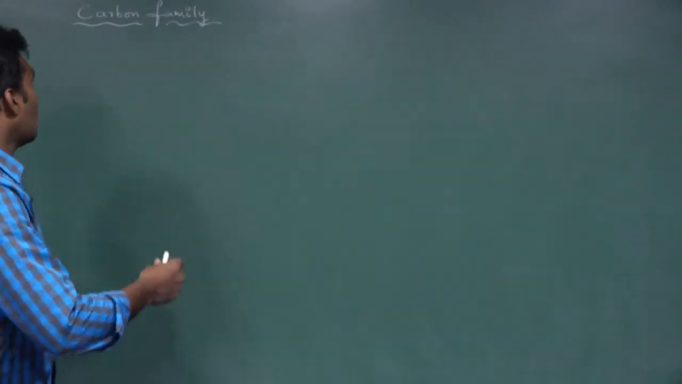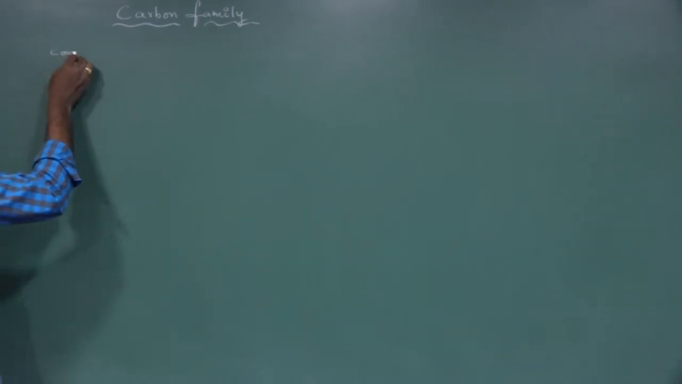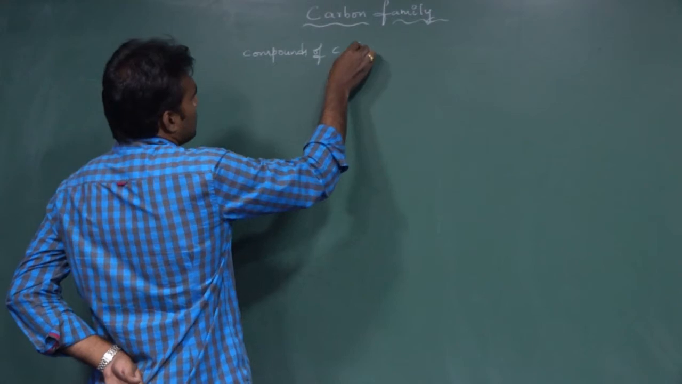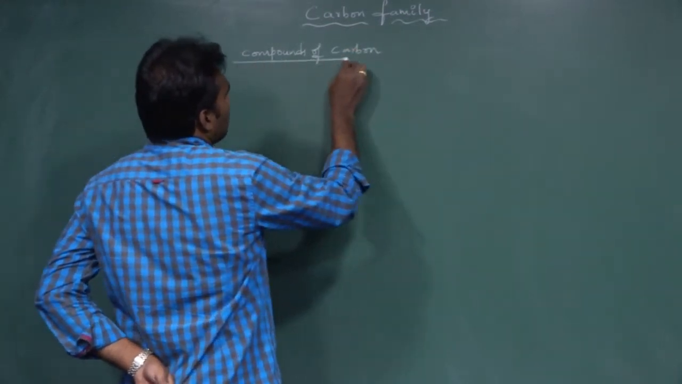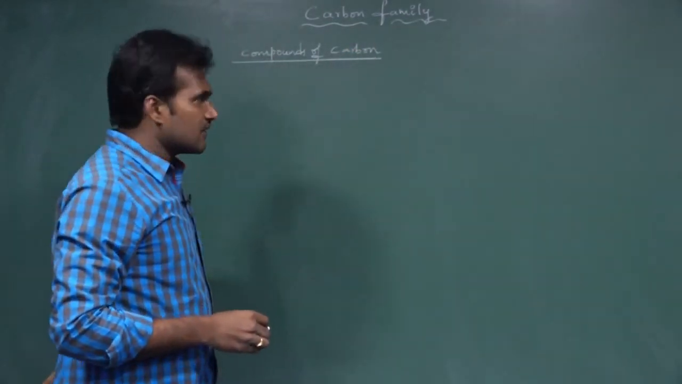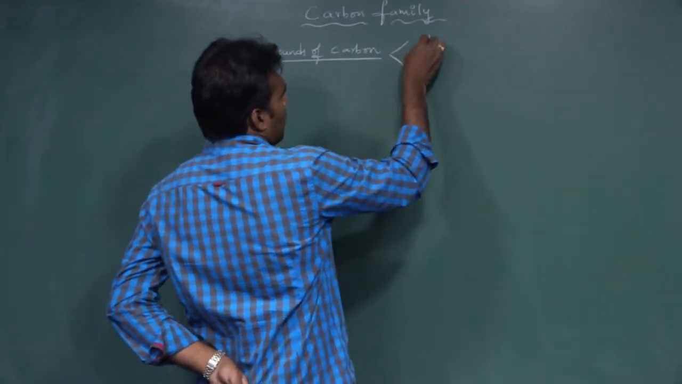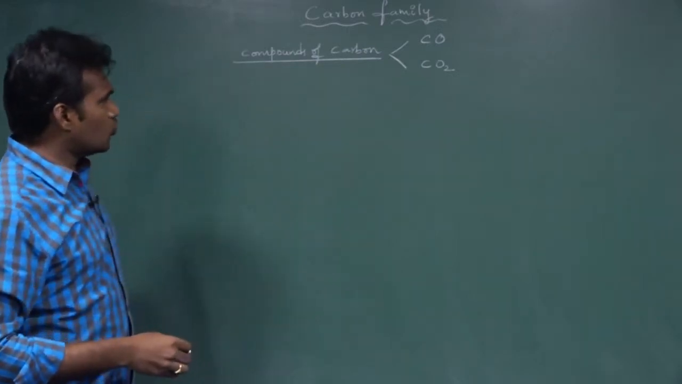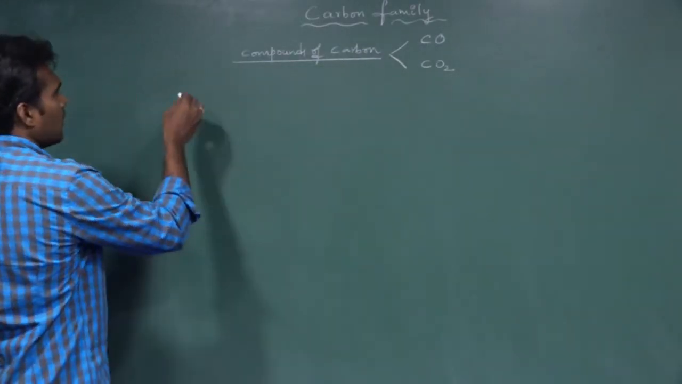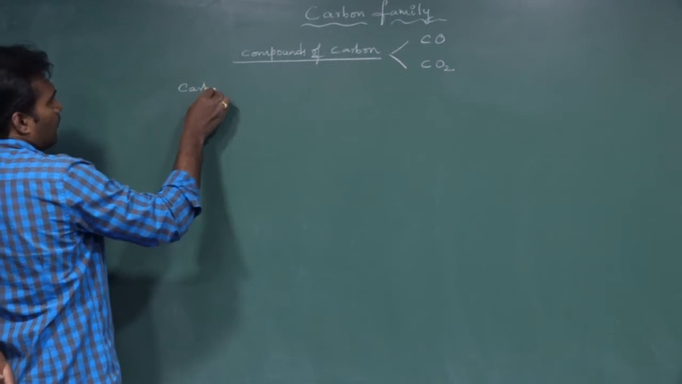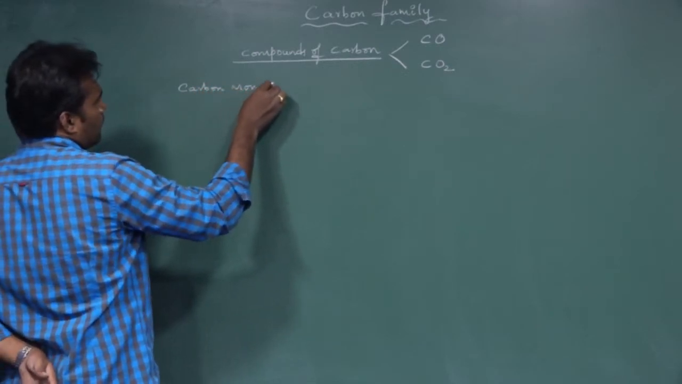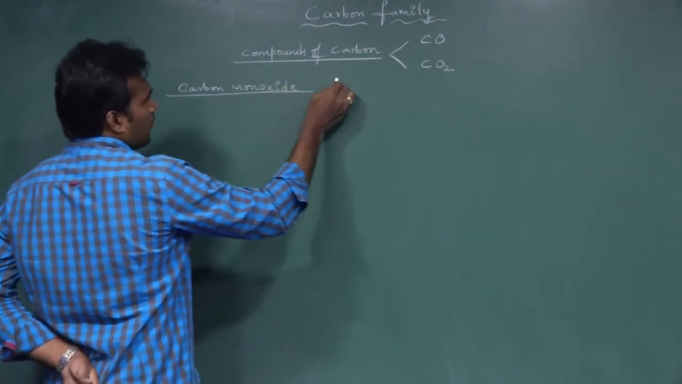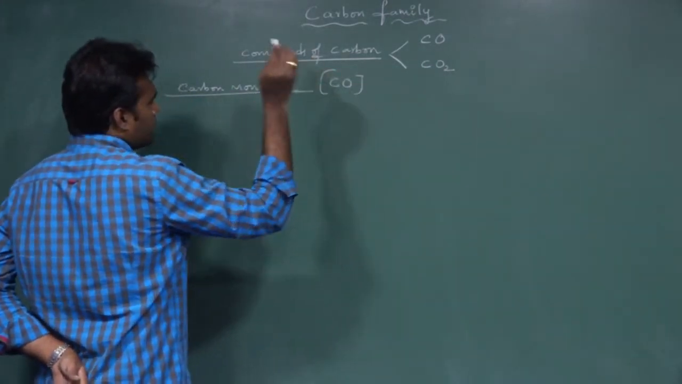Next, the compounds of carbon. Mainly two important compounds of carbon we discuss. Those are carbon monoxide and carbon dioxide. So let us discuss these two compounds one by one. The first one, carbon monoxide. Carbon monoxide, the general formula is CO.